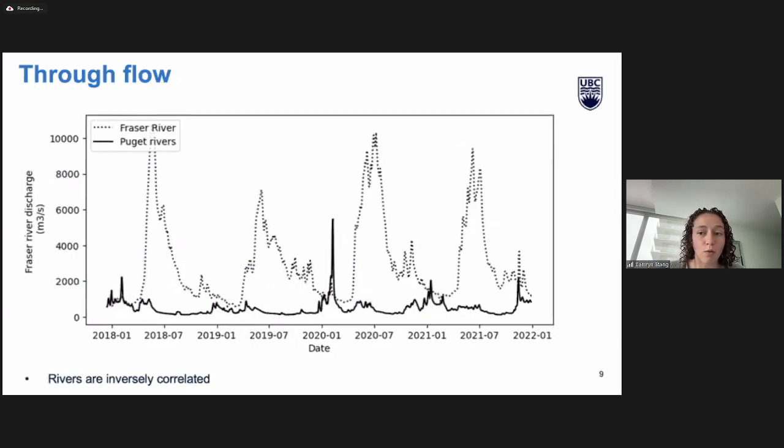So this seasonality in the water transport corresponds to the seasonal cycle of the Fraser River discharge, which is shown in the dotted black line on this plot. And we can see that the discharge is increasing typically around May when the snow begins to melt. And then I'm also showing the river discharge for the Puget Sound rivers, and it has almost the opposite seasonal cycle of the Fraser River, where it's lower during the summer and higher in the winter. This is because the rivers in Puget Sound tend to be rainwater fed rather than glacially fed like the Fraser River, so they're highest when the rainwater is the highest.